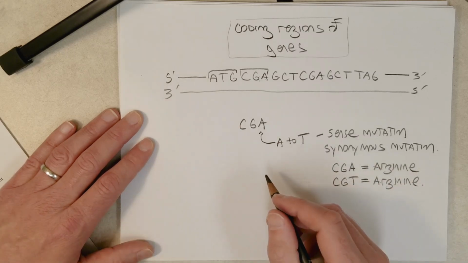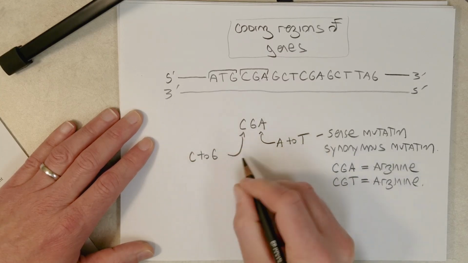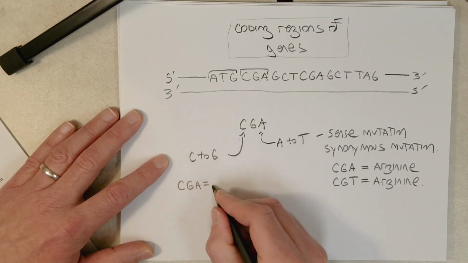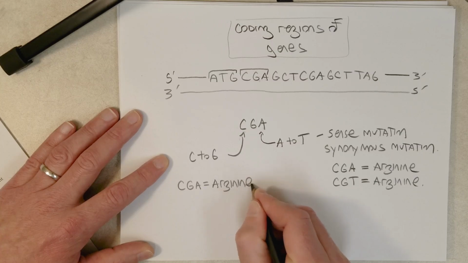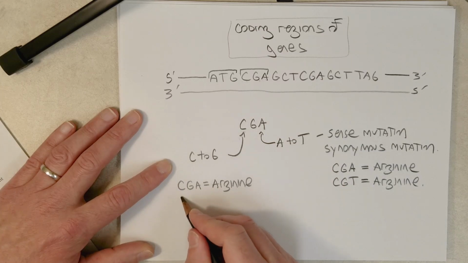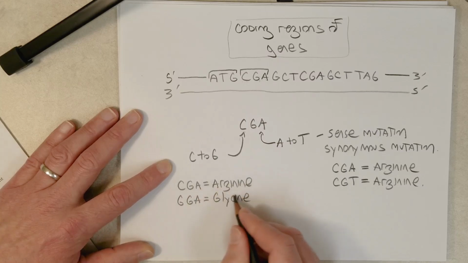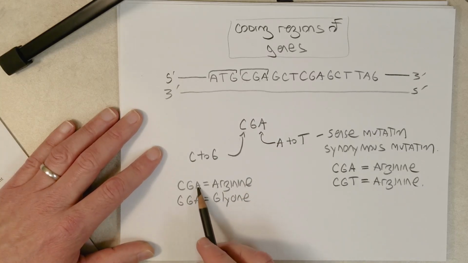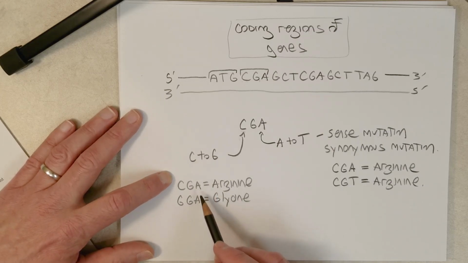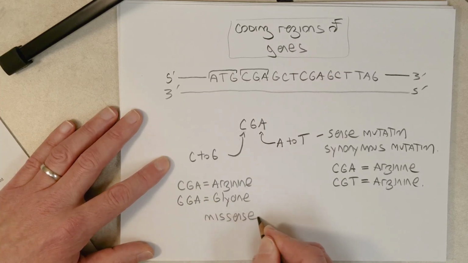So let's take a look at this one right here. What if this is a C to G mutation at this position? Well, CGA, like we already said, codes for arginine. Again, we're talking about this codon right here, so we'd be changing that C to a G. GGA codes for glycine. Again, you don't need to remember those, right? But if you looked at a genetic code, you would see that these codons code for different amino acids. Now, this type of point mutation would be considered a missense mutation.